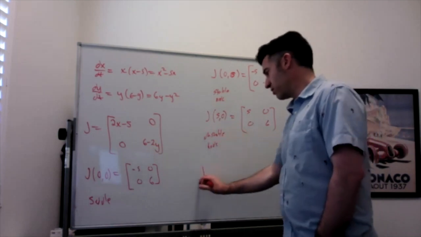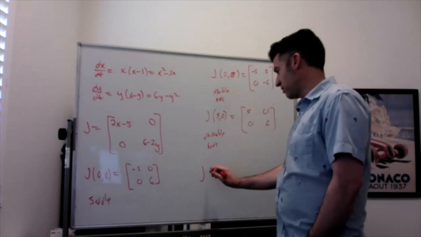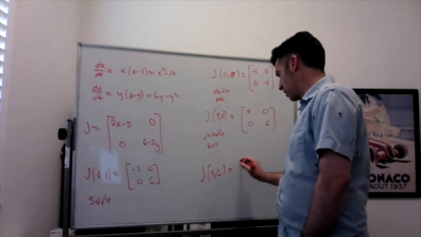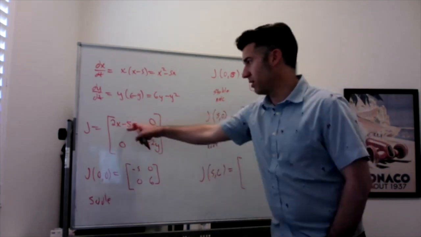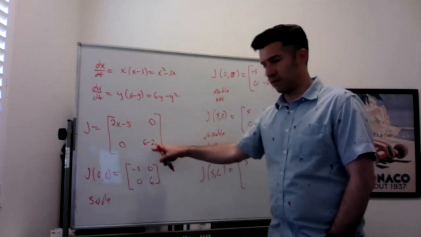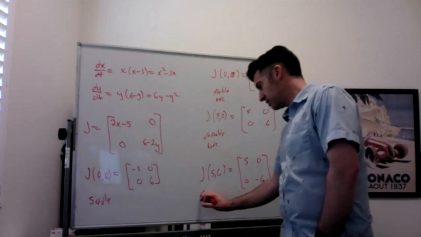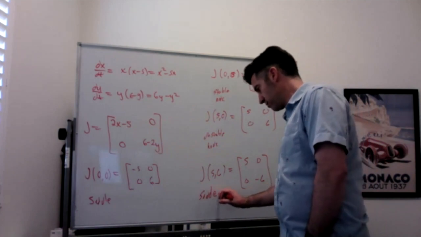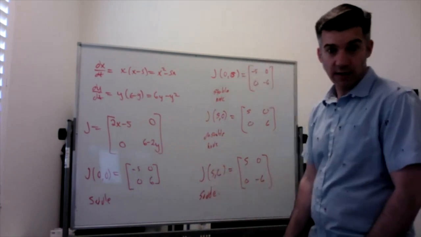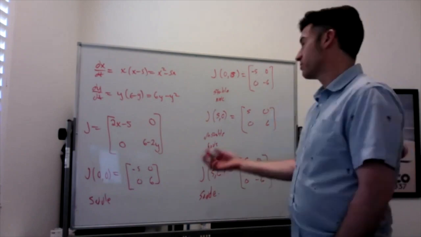We plug in, what was our last one? Let's see, (5, 6), I think. We're going to get 10 minus 5 is 5. 6 minus 12 is -6. So again, here we get a saddle. So we were right? Our graphical interpretation was correct.